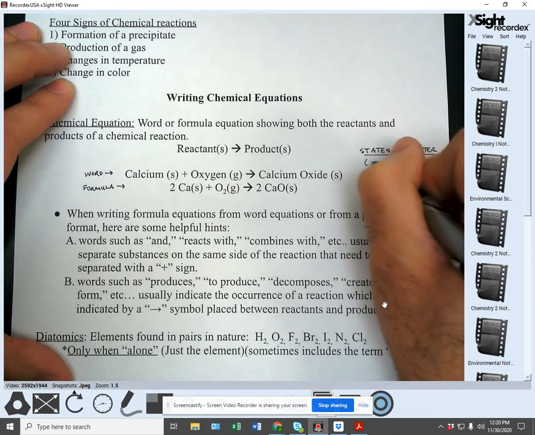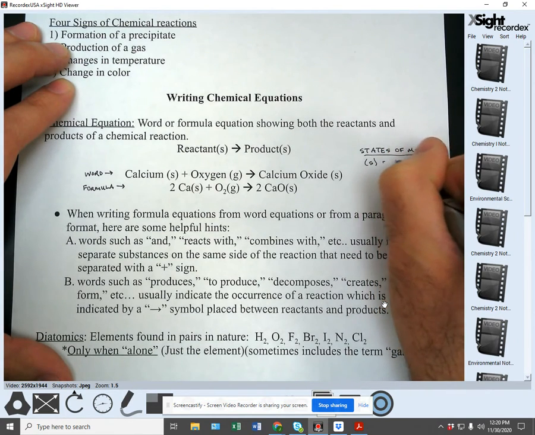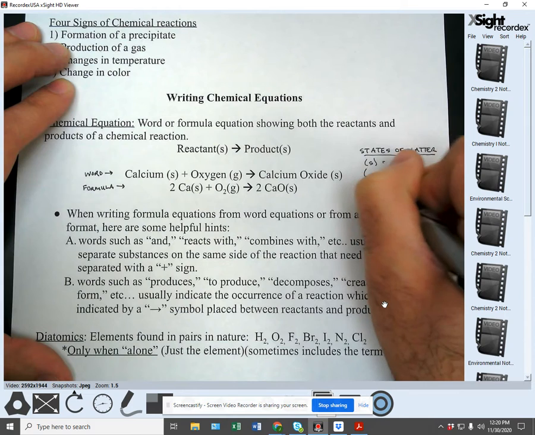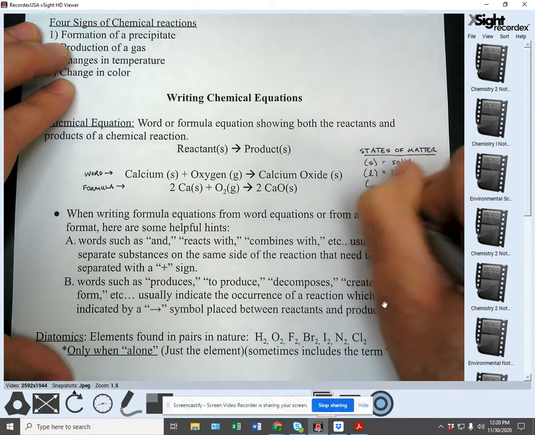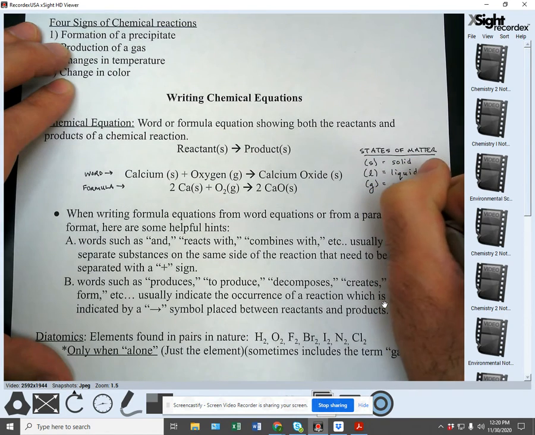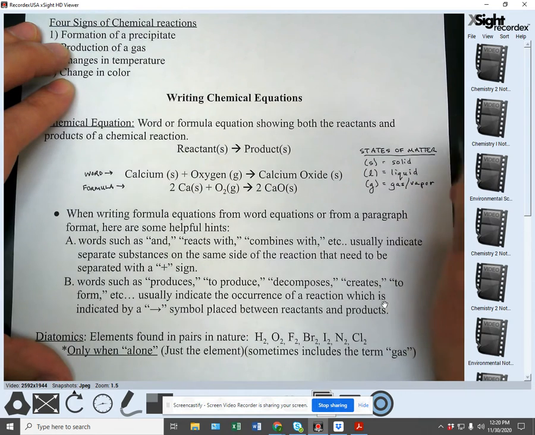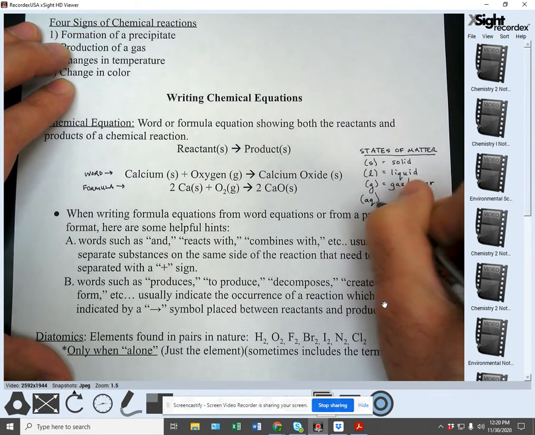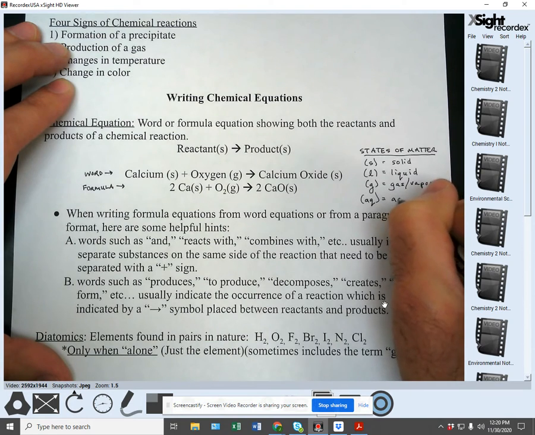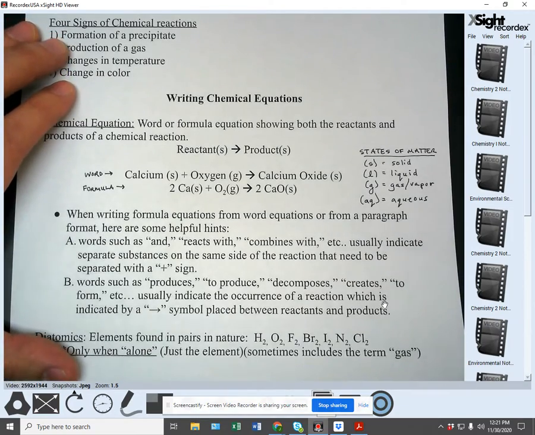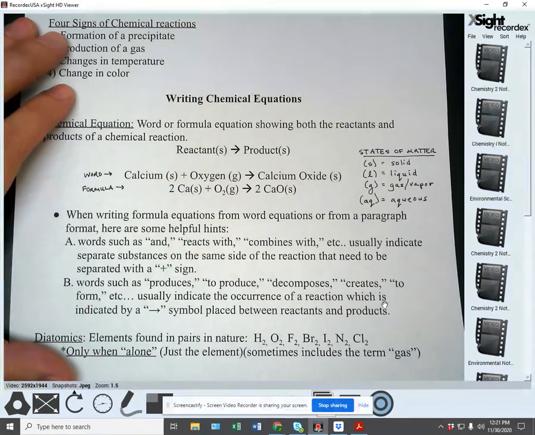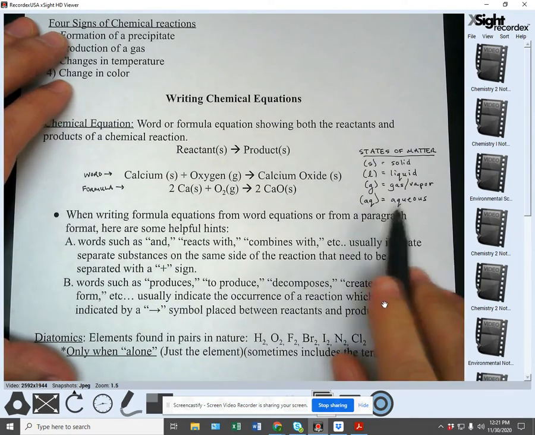So we have S, solid, L, liquid, G is a gas or vapor. And then there's one which is AQ, and this is aqueous. Aqueous isn't a state of matter. It just means a solid dissolved in a liquid, in a solvent. But it's used sometimes.